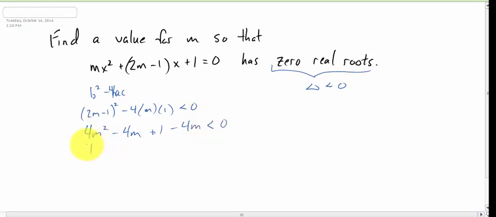So the quadratic we're solving is 4m squared minus 8m plus 1 less than 0. Now, this quadratic is not factorable. We need to either use the quadratic formula or complete the square. And to simplify my life, I'm going to treat this as equal to for the time being. We'll deal with the less than later. So I'm going to complete the square because I'm noticing the middle term is even after I factor out the 4.